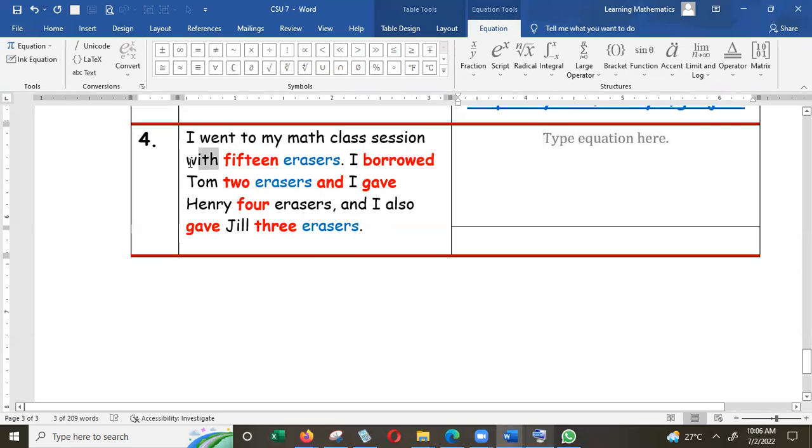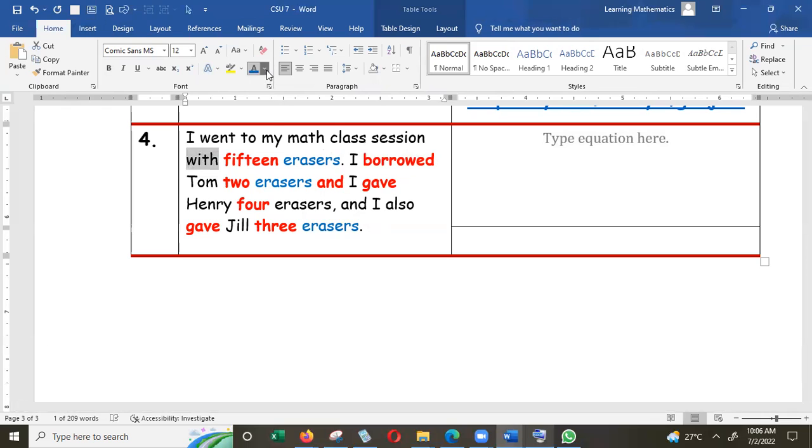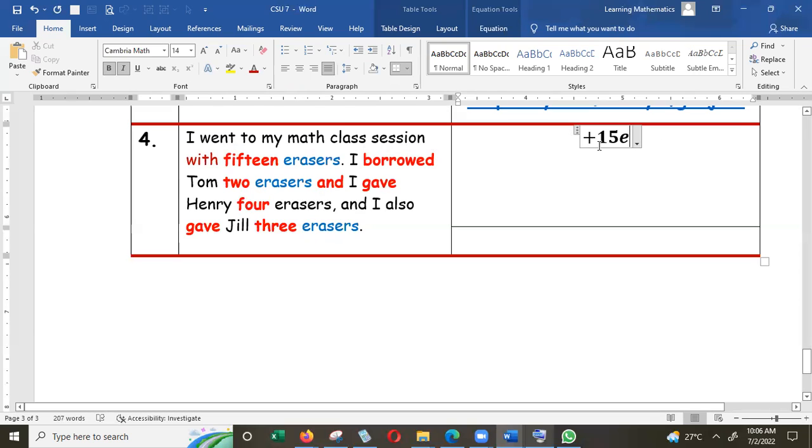You can even include "with" as, you know, you have in, so that's a plus. That's a plus 15, 15 is the symbolic translation for 15. Erasers, we can use E for erasers. So with 15 erasers, here it is. And then you borrowed the subtraction sign, Tom, 2 erasers. You see that? You can see the translation.